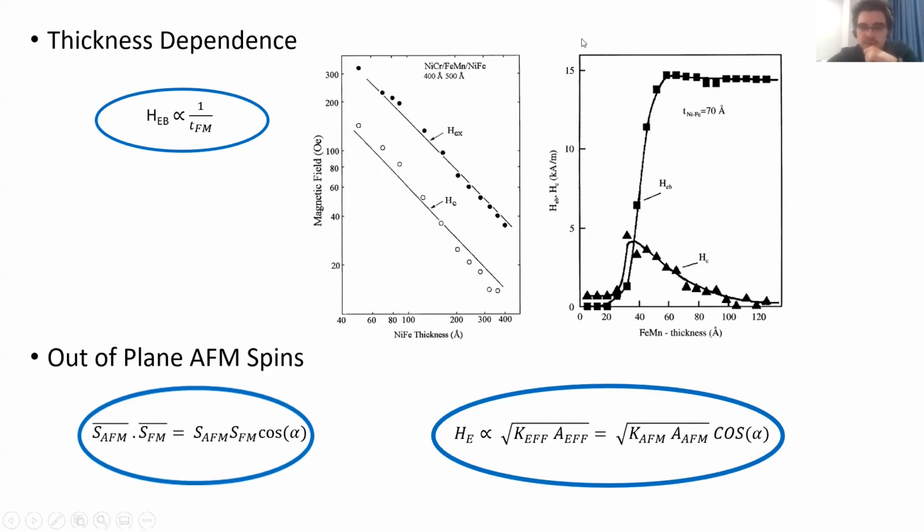But the thickness of the antiferromagnetic layer is something more complex. Generally, after a certain thickness of the AFM layer, exchange bias is independent of the AFM layer thickness. This thickness depends on the system, but it's something like in the range of 20 to 40 angstroms.